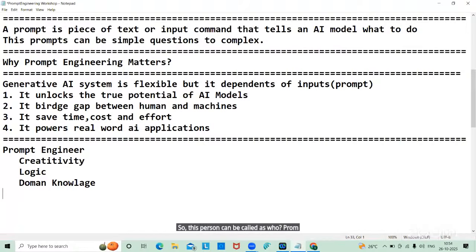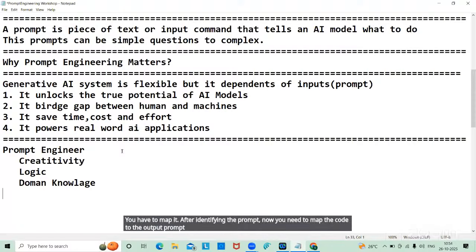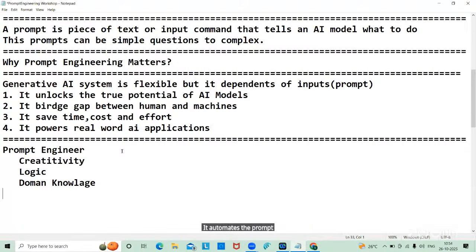Problem solving is not compulsory. If you want to build an application, AI applications or chatbots, you have to map it. After identifying the prompt, now you need to map the code to the output prompt so that it automates the prompt, and how, we'll discuss this. Problem solving is not compulsory, right?